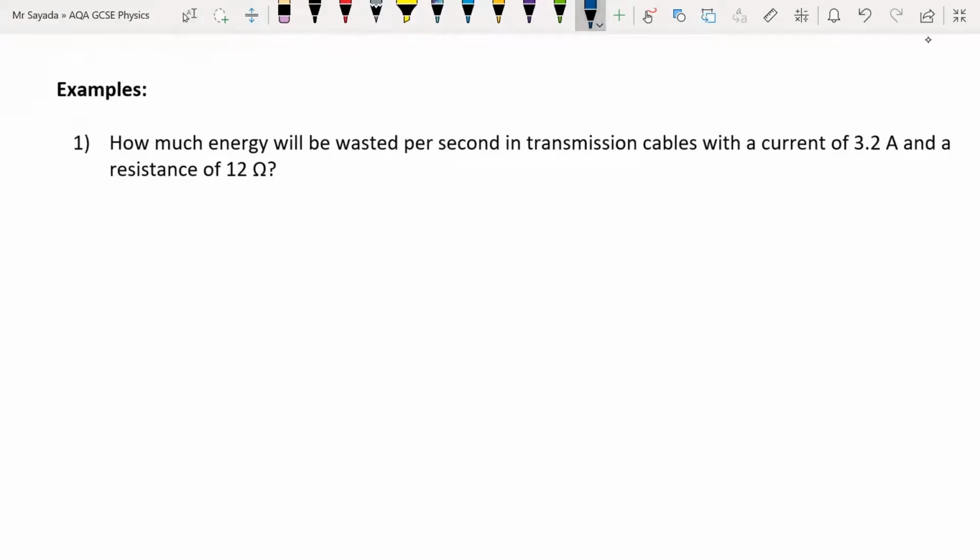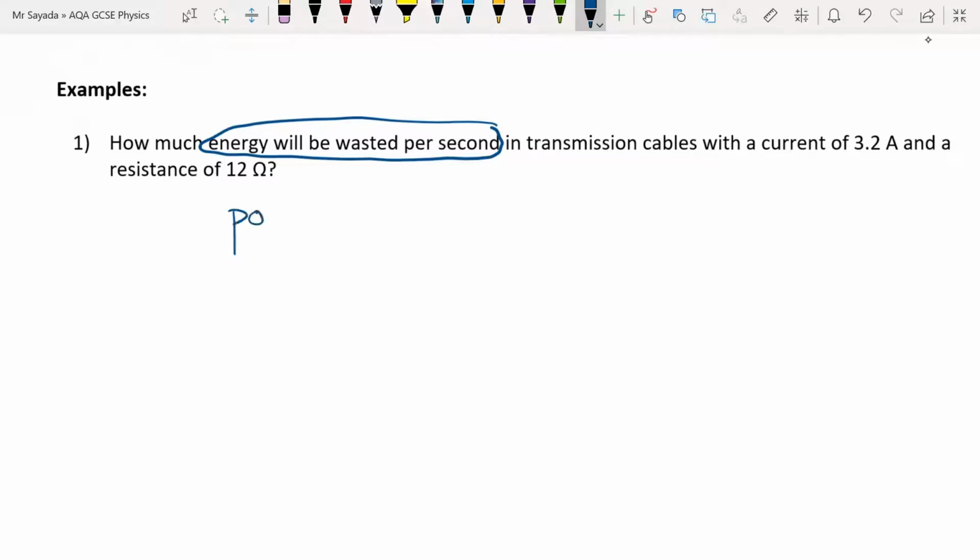You should have now had a go at this question. So to start, it says how much energy will be wasted per second. What is the word for energy per second? Say your answer to the video now. Hopefully you've said that energy per second is power.